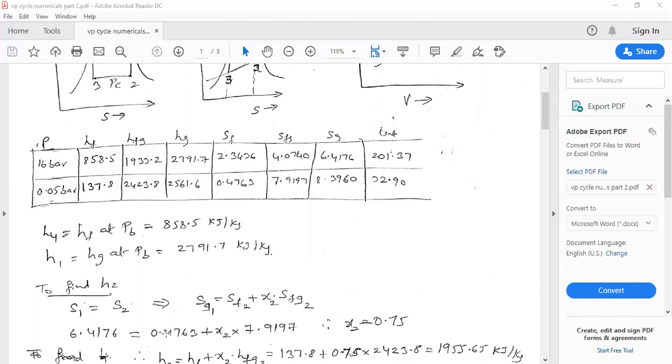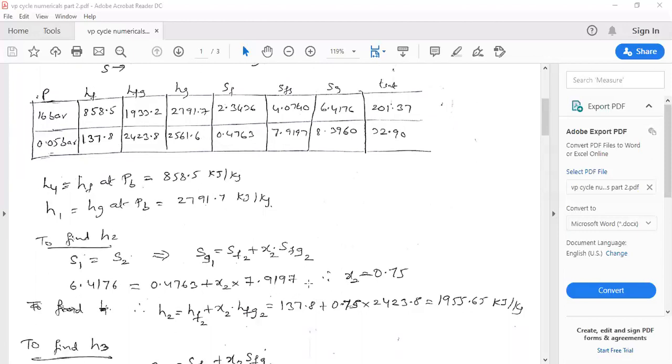So that is your SF2 plus X2. This is the one we need to find out, that is dryness fraction. Multiply by SFG2. What is SFG2? 2 means pressure 2, that is condenser pressure. Go to SFG, that is 7.7196. So X2 into 7.197, sorry. If you substitute here and simplify, you'll get the value of X2 as 0.75.